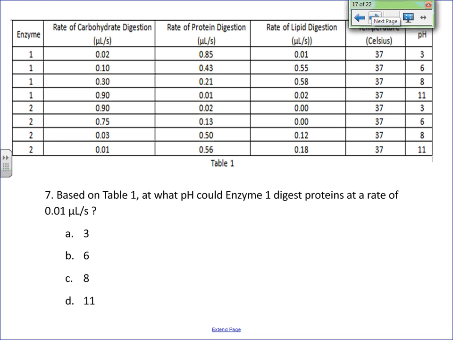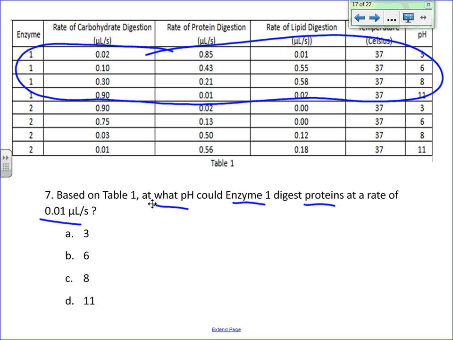Based on table 1, at what pH could enzyme 1 digest proteins at a rate of 0.1 microliters per second? Now instead of looking for a rate, we're looking for a pH. We still know the enzyme, we still know the substrate, and now we know the rate. So we're looking at enzyme 1, a mystery pH, and proteins, somewhere in here. And we're looking for 0.1, which is right here. The pH is 11. Delta, yeah.